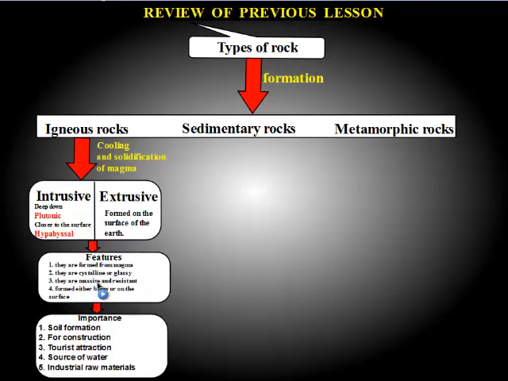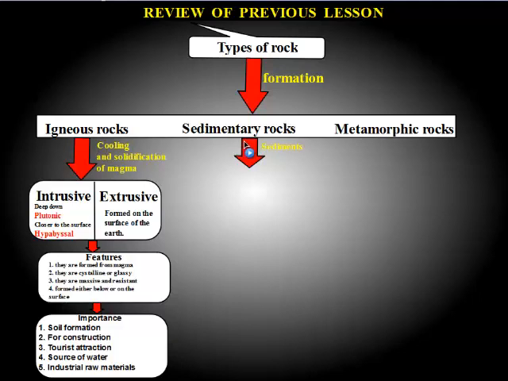We also looked at the importance of igneous rock. We said igneous rocks produce soil for plant growth. They are used for construction. They serve as tourist attraction. They serve as a source of water and industrial raw materials. These are some of the importance of igneous rocks.